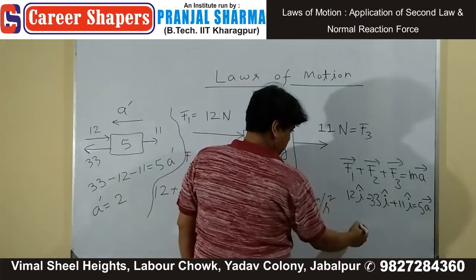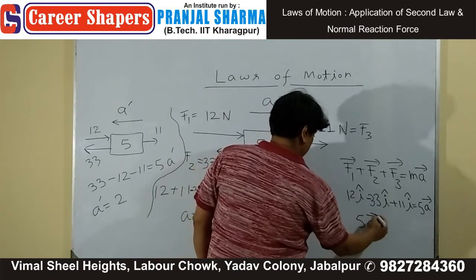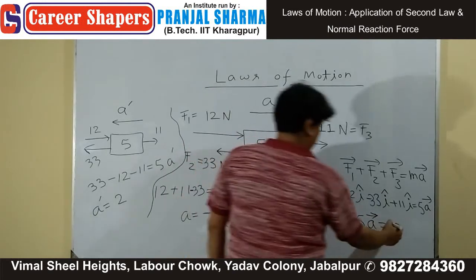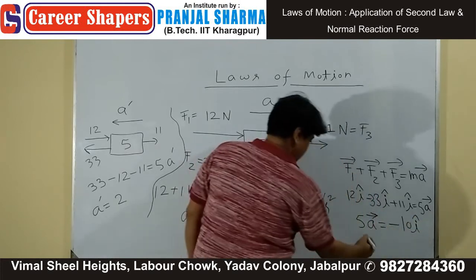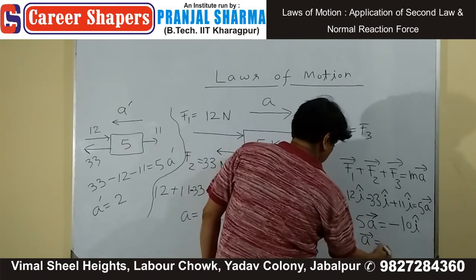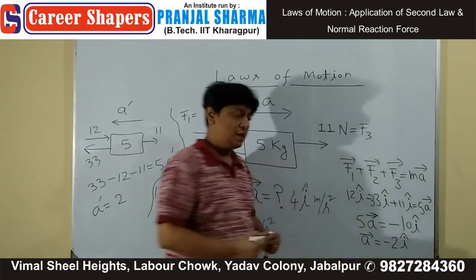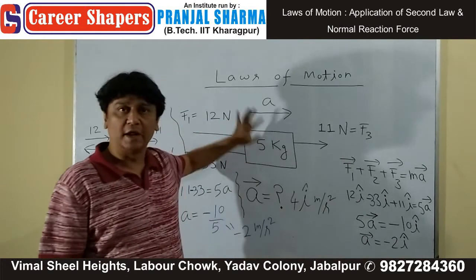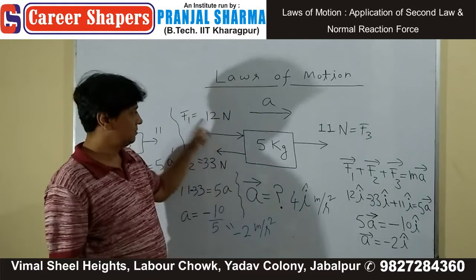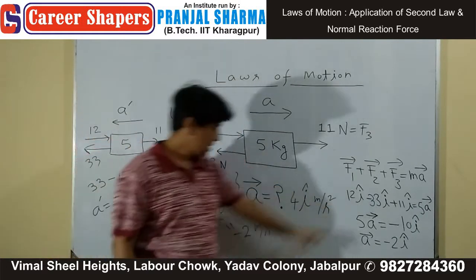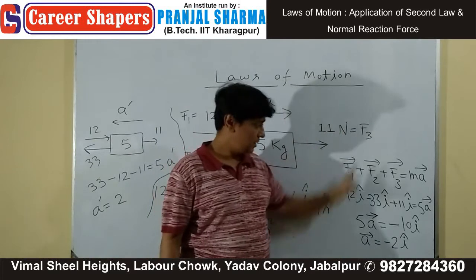When you solve this, तो आपको क्या दिखा कि ये अपना 5A is coming minus of 10 i cap. That means जो हमारा A है वो क्या आ गया? minus of 2 i cap. आपको यहां देखना ही नहीं है कि बॉडी कहां जा रही है. आपने क्या देखना था? फोर्स 12 i cap, 33 minus i, 11 i.